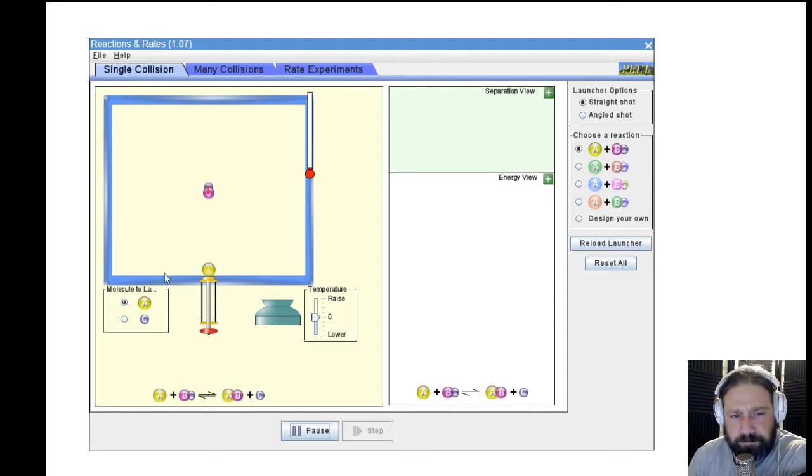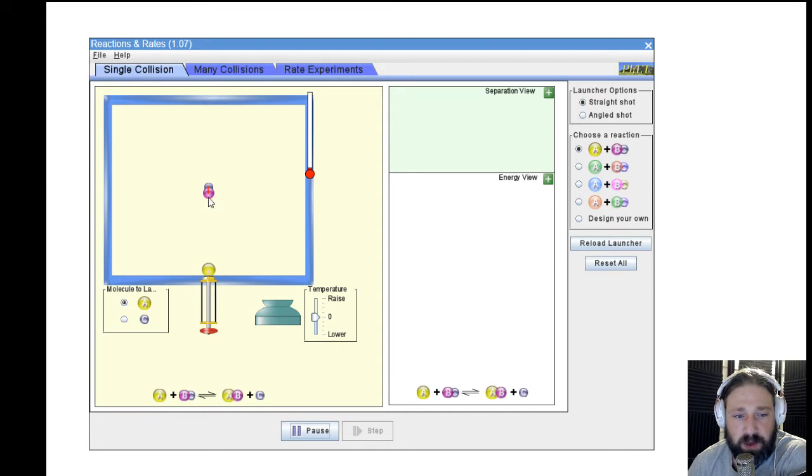But if you just look up PhET, P-H-E-T, you'll find a whole bunch of these simulations, and you look for the reactions and rates one. So this is the reaction that we're going to be after right now: A plus BC goes to AB plus C. All right, so here is this thing.